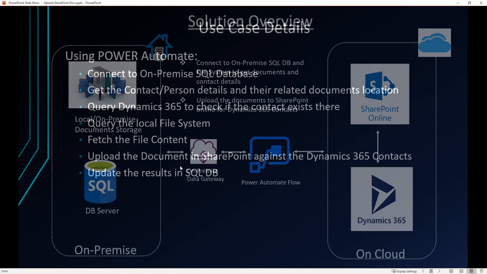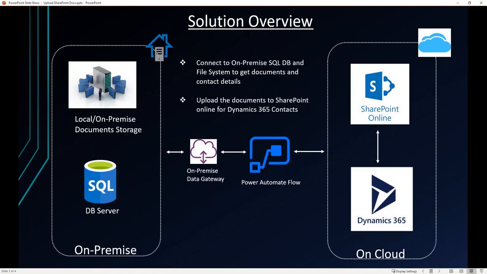And moving to the next slide, it shows the solution overview. So what are the components that will be there? It is Power Automate Flow, which is a cloud-based application. So we'll use the on-premise data gateway. You must install the on-premise data gateway on your database server or any other server in your network that can communicate with your database server and your local on-premise document storage server.